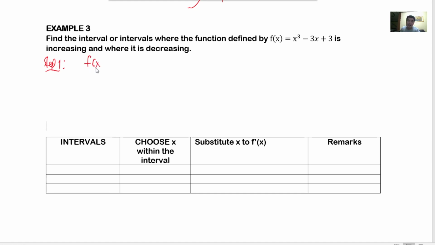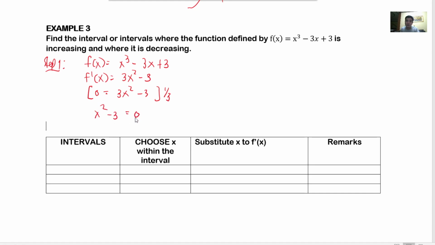So, f of x equals x cubed minus 3x plus 3. So, f prime of x is 3x squared minus 3. And then we equate it to 0. Derivative of 3 is 0. Okay? Derivative of 3 is 0. That's a constant. So, 0 equals 3x squared minus 3. And then, we can multiply by 1/3. So, it will give us x squared minus 3 is equal to 0.